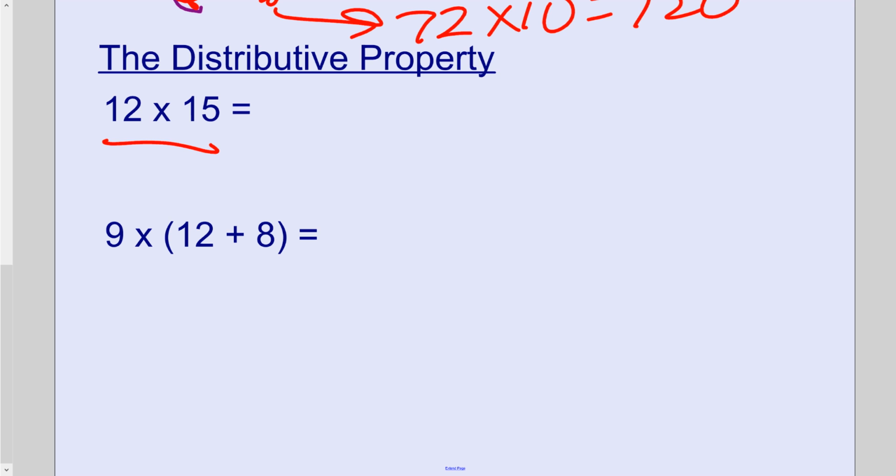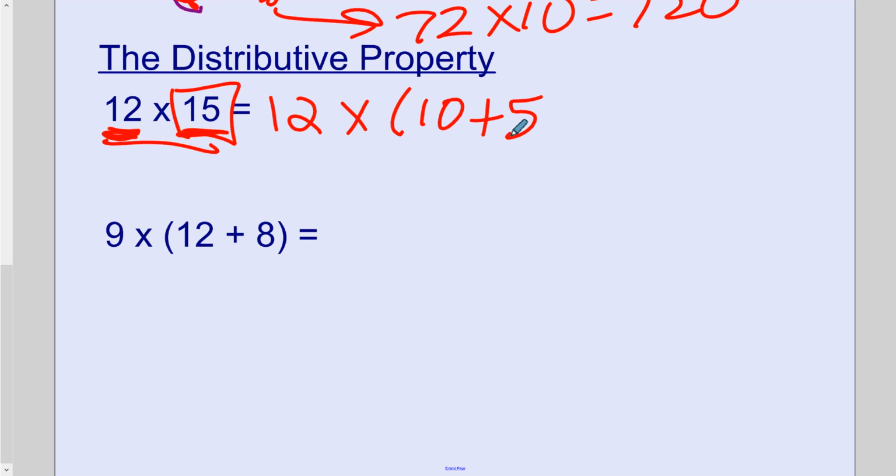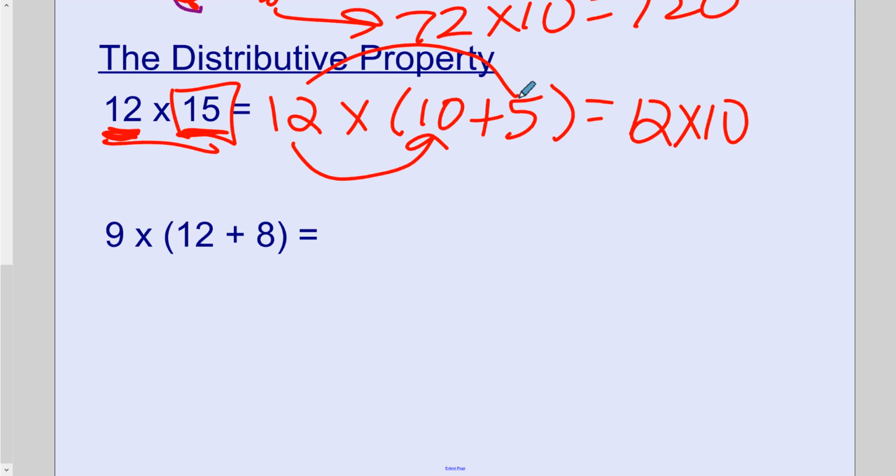So what I'm going to do is, since 12 is a basic fact, I'm going to keep my 12. And I look at my 15 and I think, you know what? I can make that into 10 plus 5. And guess what? I know what 12 times 10 is. So now I'm going to do 12 times 10. And I also know what 12 times 5 is.